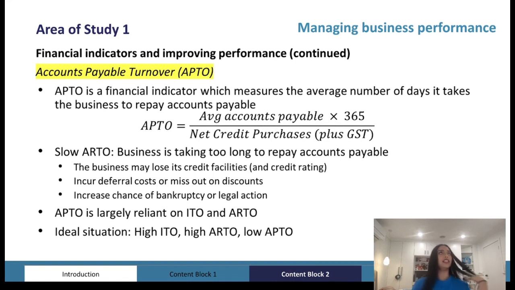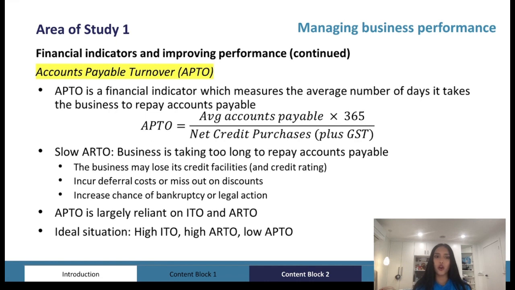So what that means is you don't want, say if your suppliers are offering you 30-day credit terms for everything that you purchase, obviously you don't want your accounts payable turnover to be 50 days, because that means that you're 20 days over the credit terms, which is just unacceptable. Your supplier isn't going to tolerate that. They're going to get upset with you. They could pursue legal action. It could affect your credit facilities, your credit rating, etc., etc.